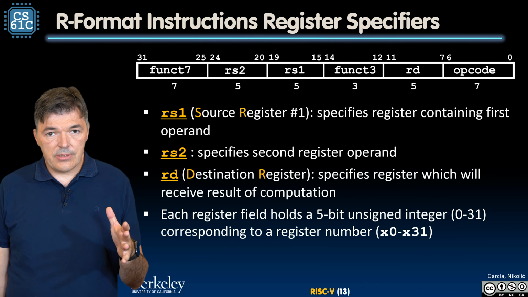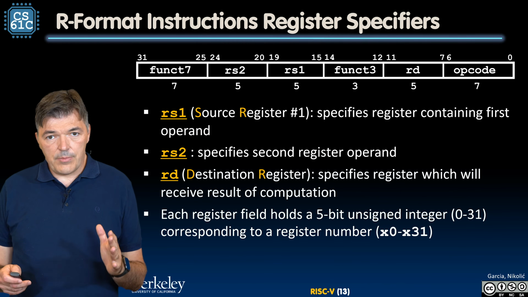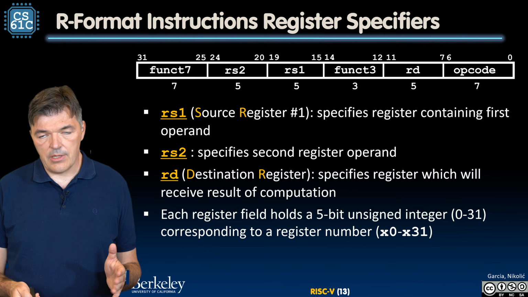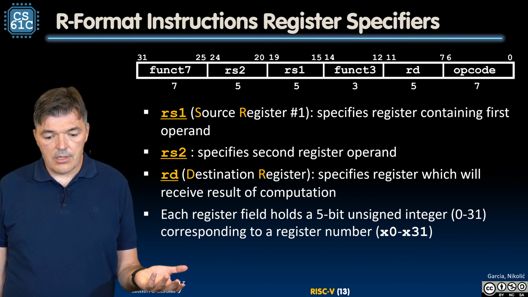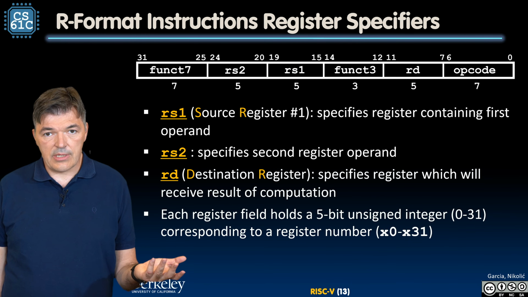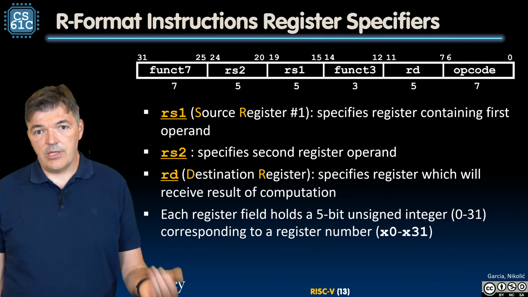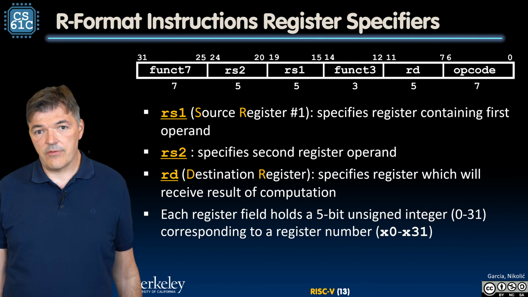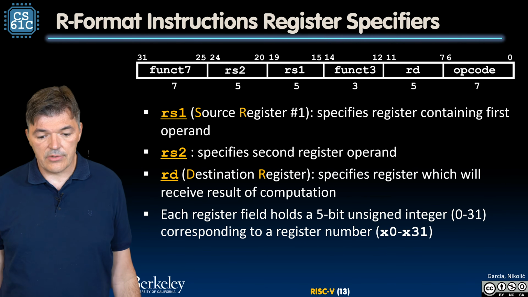Now we have mentioned that each instruction has register specifiers, and they're placed at rigid spots. We have a spot for the destination register, for the source register, and the other source register. Each register field holds a 5-bit unsigned integer, which is just enough to identify one of the 32 registers that we have in the RISC-V ISA. So there is no redundancy there, and no need to have any redundancy there.